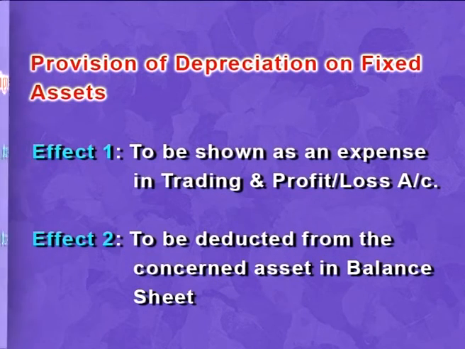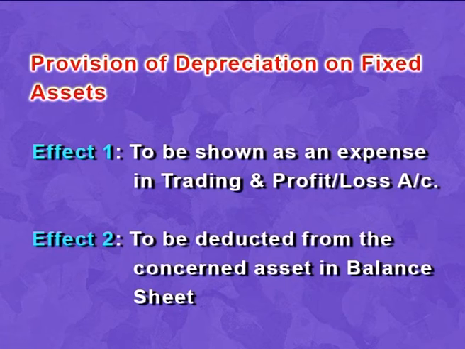Moving ahead to the third adjustment regarding provision of depreciation on fixed assets. The first effect is that it is to be shown as an expense in trading or profit or loss account, and the second effect is that it is to be deducted from the amount of the concerned asset in the balance sheet. I hope by now you are clear with the treatment of adjustments regarding interest on capital, interest on drawings and provision for depreciation while preparing final accounts.